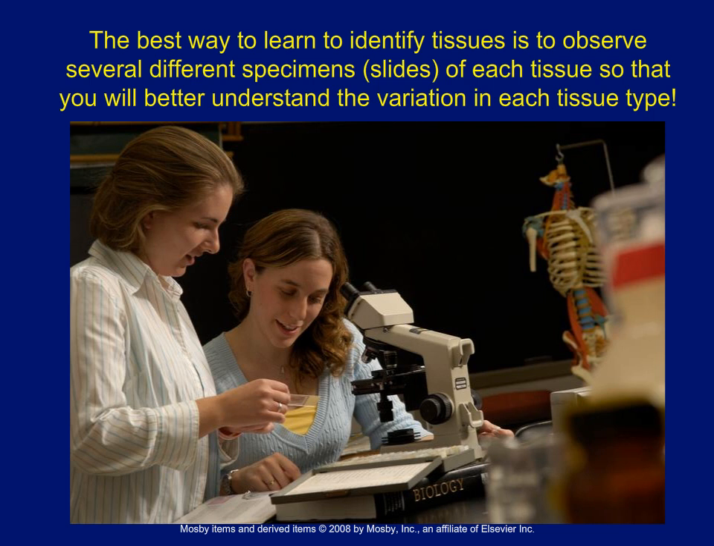And so the best way to learn the tissues is to look at several different specimens of the same type of tissue and look for the variation that can be present there. Because once you can begin to identify the same specimen, even though it's cut a different way or maybe stained a different way, you're on the track to understanding and being able to identify tissues.